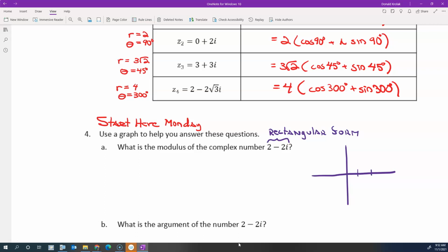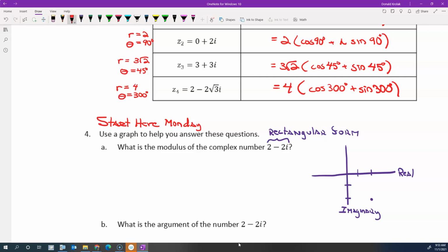2 minus 2i, so it would be right here. Real, imaginary. And the modulus is simply the distance that it is from the origin. That's your modulus.